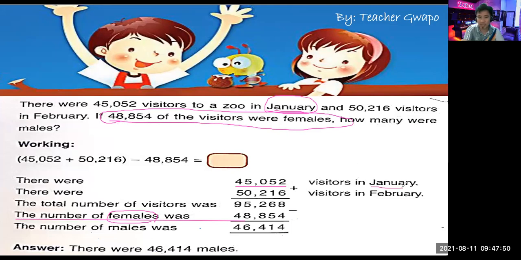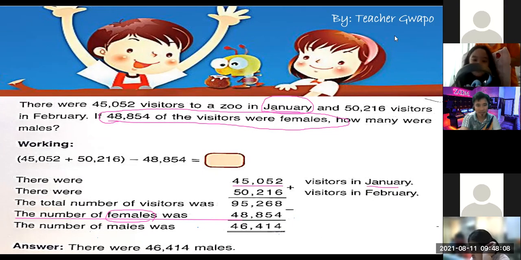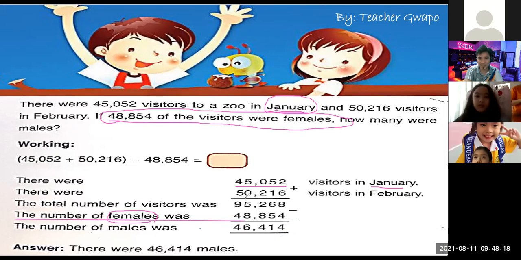So January, you can see it here. Okay, you can see it here. There were 45,052 visitors to a zoo in January. How about in February? In February, how many visitors? 48. 50,254. Okay. In February, this is the number of visitors in February. Okay, this is the number of visitors in February.